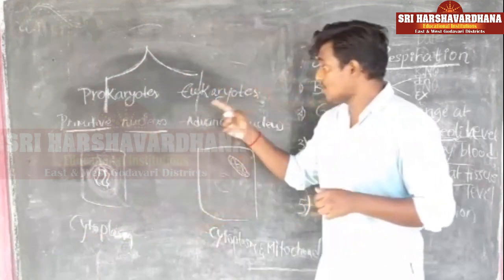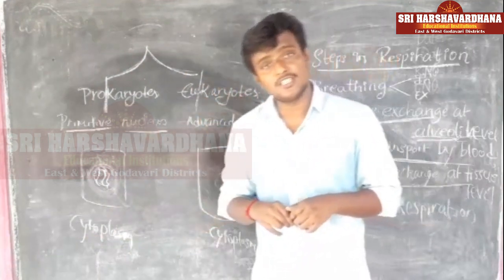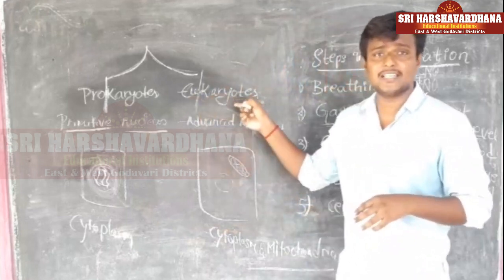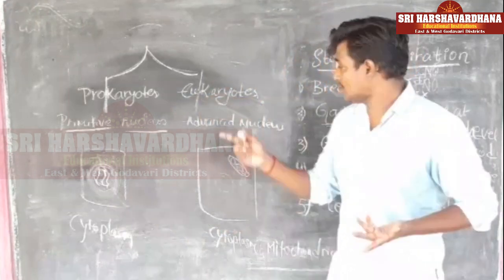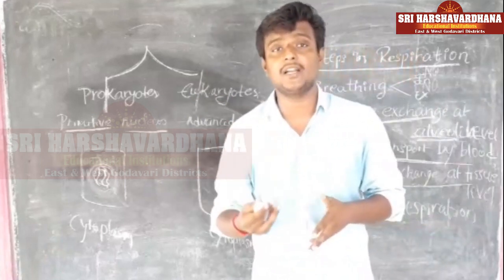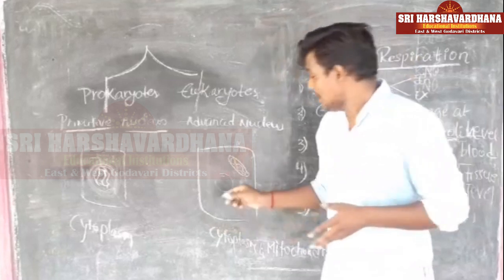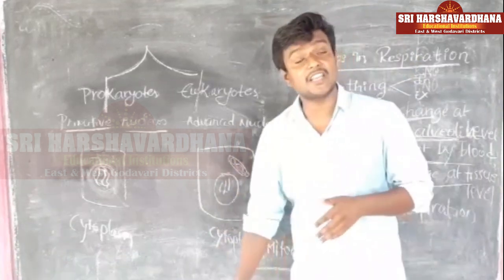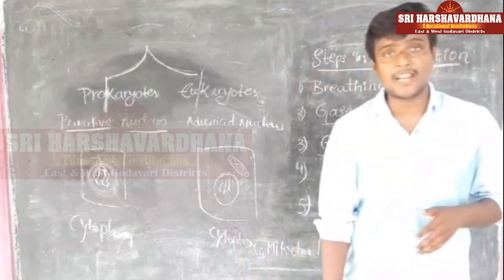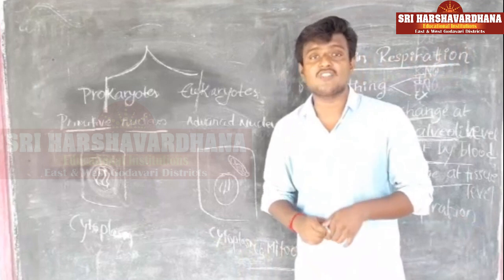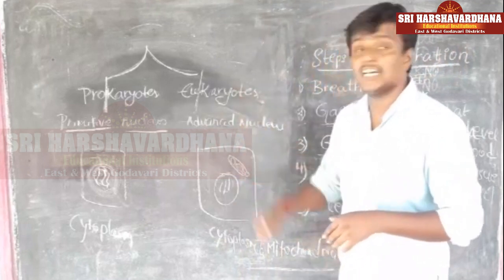When we take a eukaryote, again there are two words: eu and karyote. You already know that karyote means nucleus. Eu means advanced. Here the genetic material is present, and around this genetic material we can see a membrane-like structure, which we call the nucleus. A perfect nucleus is present in eukaryotes.